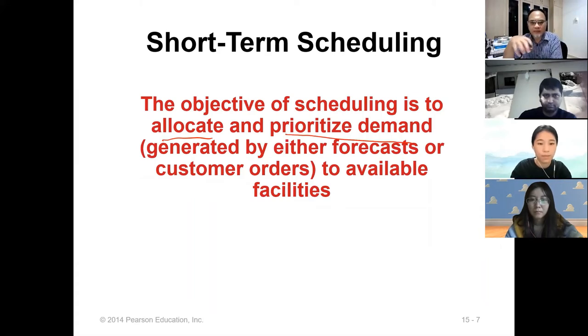So the objective of scheduling is to allocate and prioritize demand. That means we have limited resources. We have only two machines, for example. So which job that comes in should be done first?